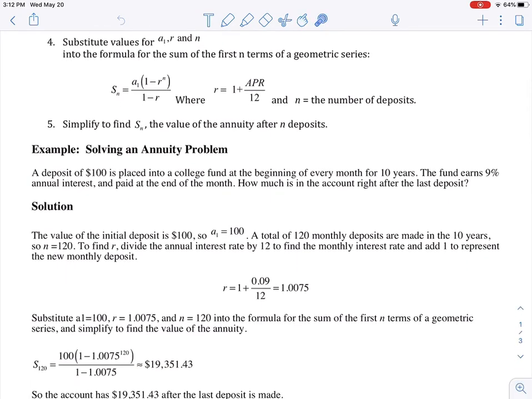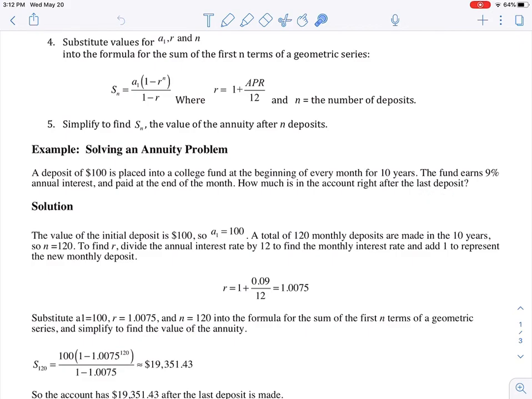Again, an annuity. A deposit of $100 is placed into a college fund at the beginning of every month for 10 years. The fund earns 9%. Now that's not just going to be your R. We have to figure out our R. How much will the account be worth right after the last deposit?